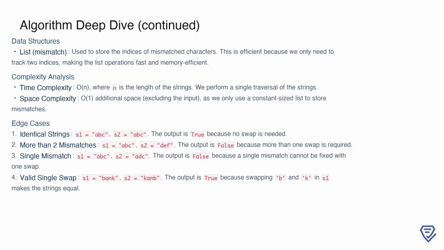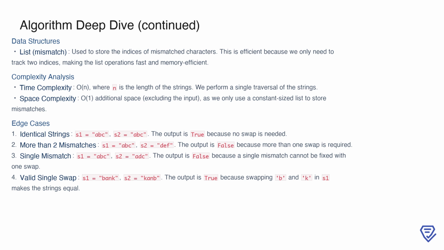To implement this algorithm, we rely on a single data structure, a list called mismatch. This list efficiently tracks the indices of mismatched characters, and since we only need to store 2 indices, it adds minimal overhead. When analyzing the complexity, the algorithm is highly efficient. The time complexity is O(n), where n is the length of the strings, as we only make a single pass through the characters of S1 and S2. The space complexity is O(1), because the mismatch list uses constant space regardless of the input size.